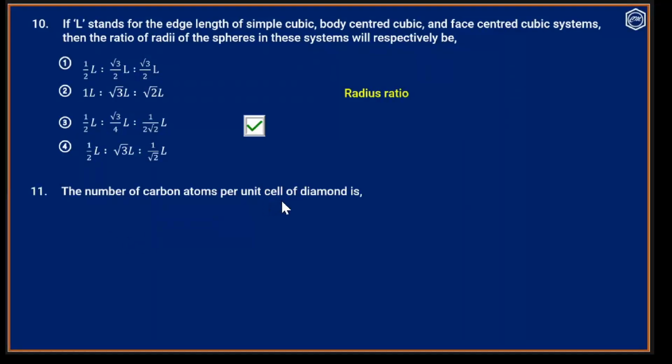The number of carbon atoms present per unit cell of diamond is 4, 8, 6 and 1. So diamond has an FCC lattice and half of the alternate tetrahedral voids are occupied by carbon atoms. So therefore the total number of carbon atoms in the unit cell is 8.